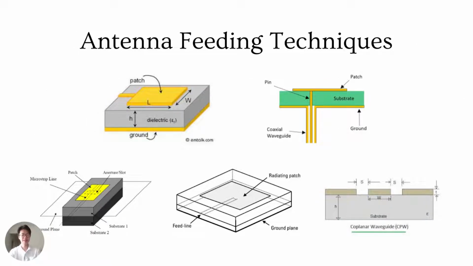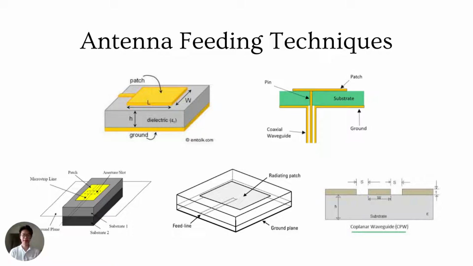Moving on, we'll talk about the antenna feeding techniques. First, we have the microstrip feed, which is on the top left. Then the top right is the coaxial feed. Then the bottom left is the aperture coupled feed. The middle is the proximity coupled feed. And the last one is the coplanar waveguide.